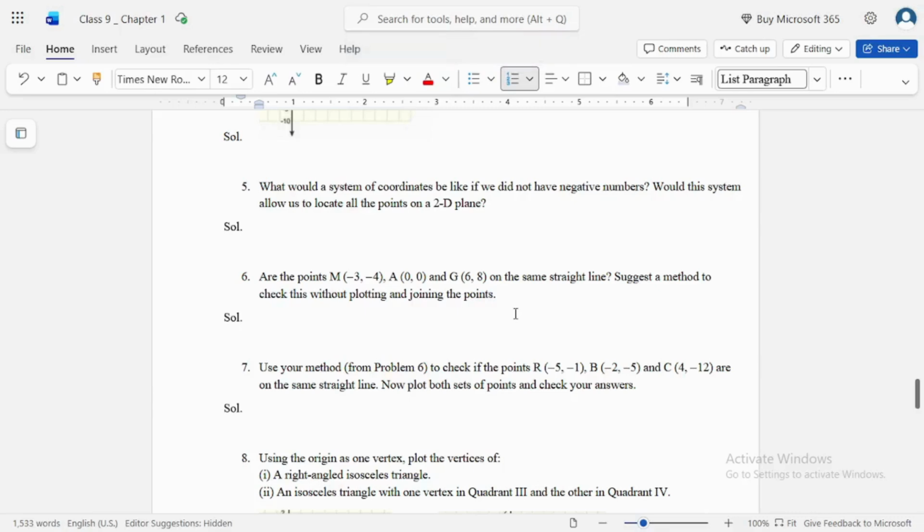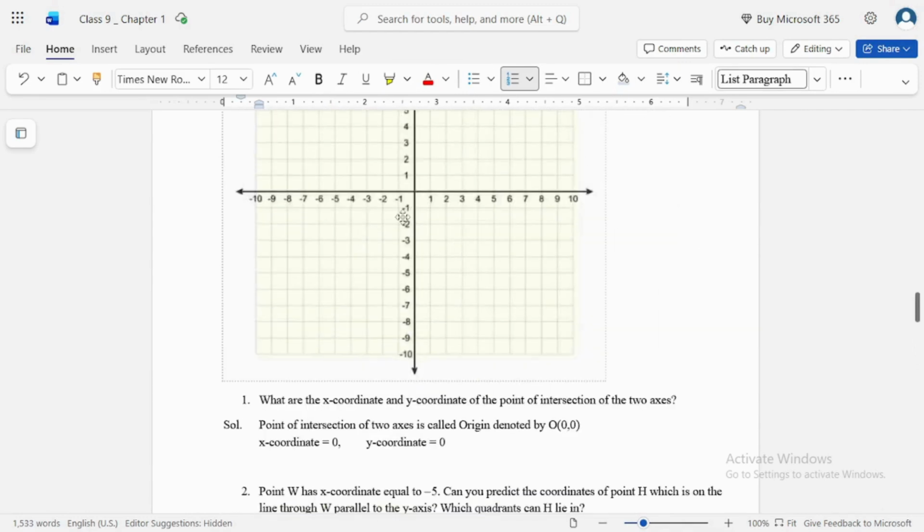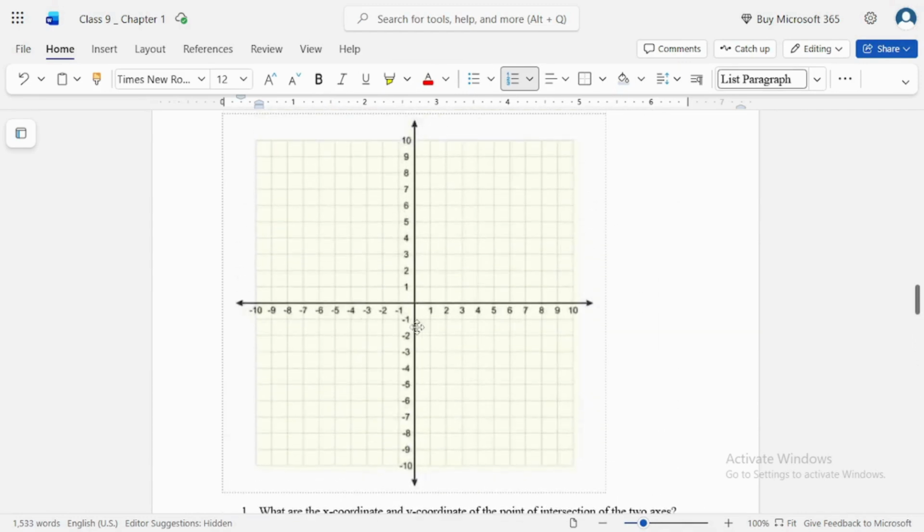Okay, now coming to question number 5, what it says, what would a system of coordinates be like if we did not have negative numbers? Would this system allow us to locate all the points on 2D plane? So, okay, let's see this graph for reference. So as of now, this is what the Cartesian plane looks like, right? We have infinite positive numbers on x-axis, y-axis, and infinite negative numbers on x-axis and y-axis. But now it says if we don't have negative numbers, so how will it look like? We will have this origin same as (0, 0), and we will only have the infinite positive sides of x and y axis. So negative sides will not be there.